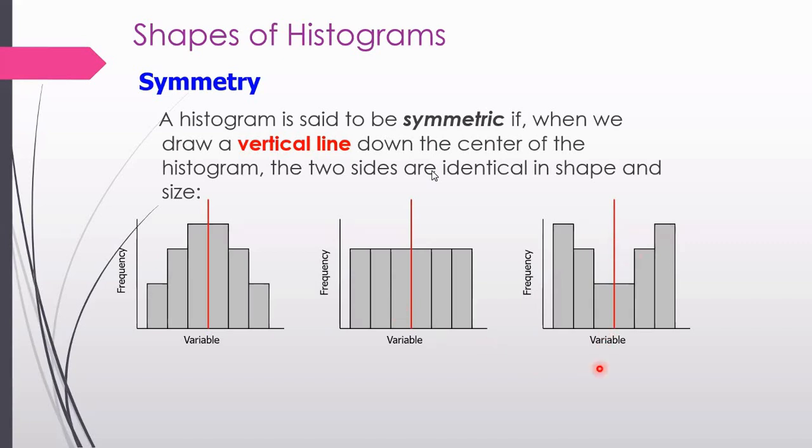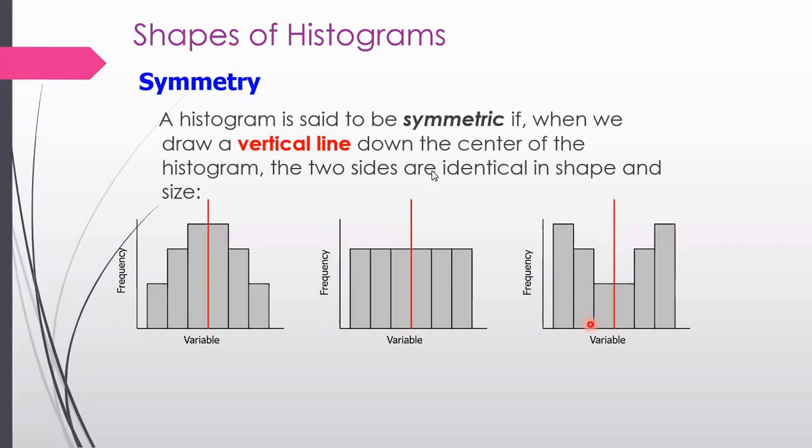When we look at this histogram, also when we draw a vertical line down through the center, both sides are identical in shape and size. So if we want to check whether our histogram is symmetrical, what we have to do is first identify the center of the histogram, draw the vertical line down through the center, and then look at whether the two sides are the same in shape and size. If so, this histogram is called symmetrical or symmetric.